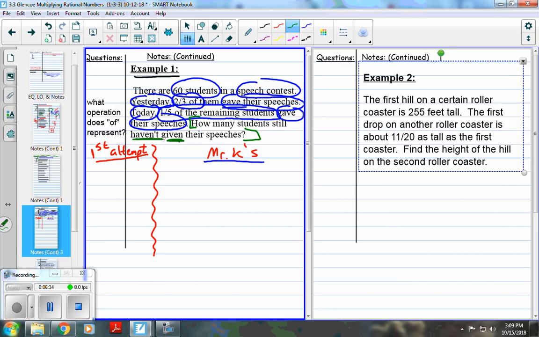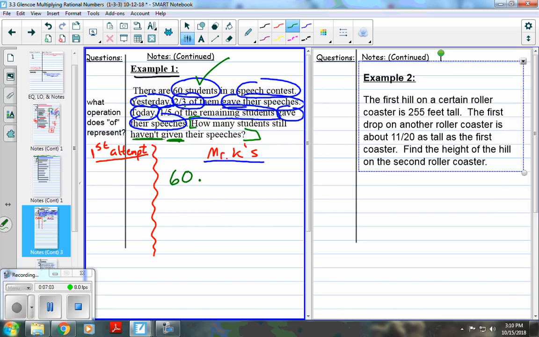Do you already notice something about the phrasing they gave us in the word problem and what this question is actually asking? Okay, here we go. So we have, left to right, 60 students. We're starting with 60. Yesterday, 2/3 of. What operation is of? If you didn't go back and look at your 1, 2, 1, 3 notes to find that wording table, you should right now. Yeah, so what operation is of?